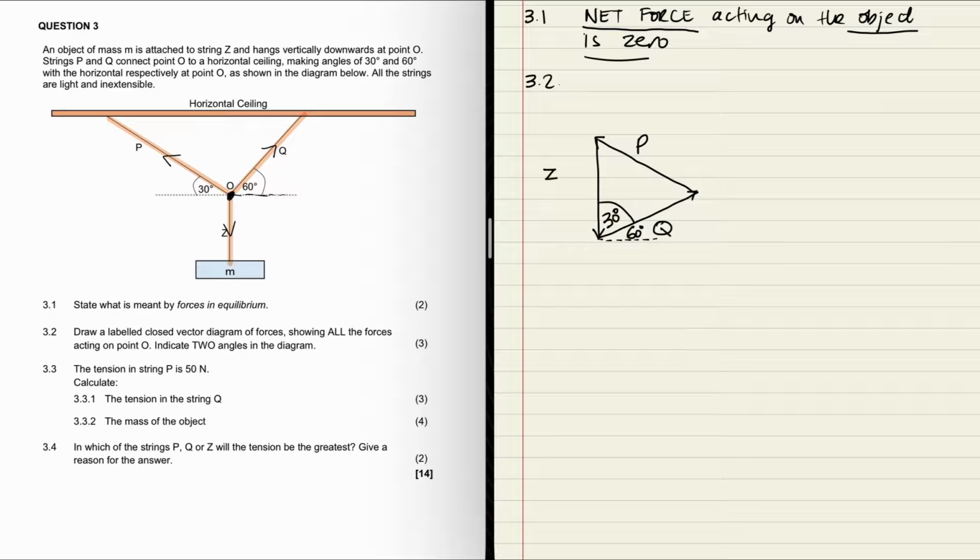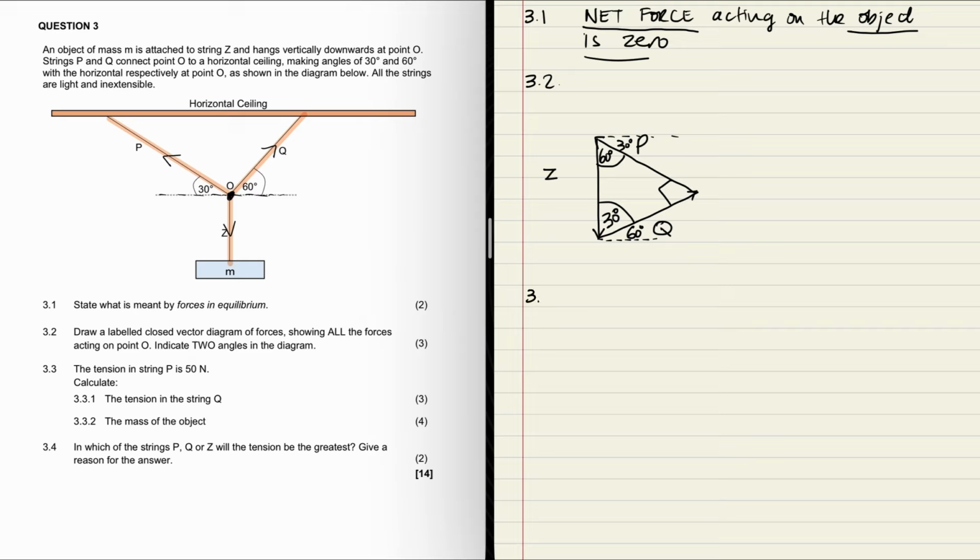Now similarly, we can do the same thing for P. P is making an angle of 30 degrees to the horizontal. So if I draw a horizontal line here, this is going to be 30 degrees. So that means the angle inside must be 60. Now the last angle in this triangle has got to be 90, because the sum of angles in a triangle must be 180. So if 60 and 30 make up 90, then the last angle must be 90. And that's going to be our closed vector diagram.